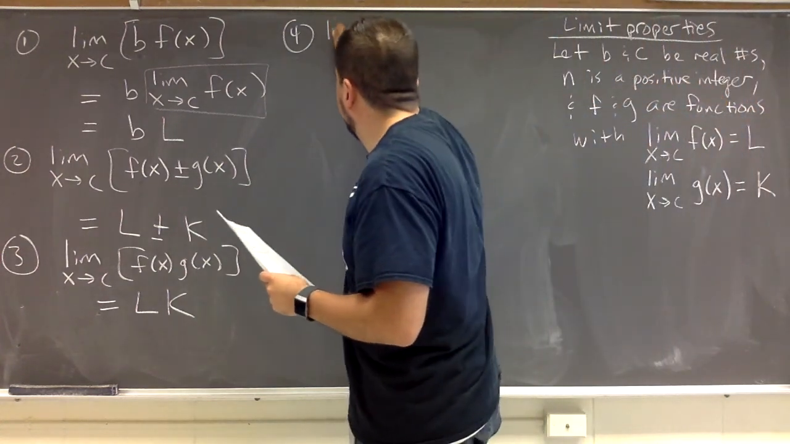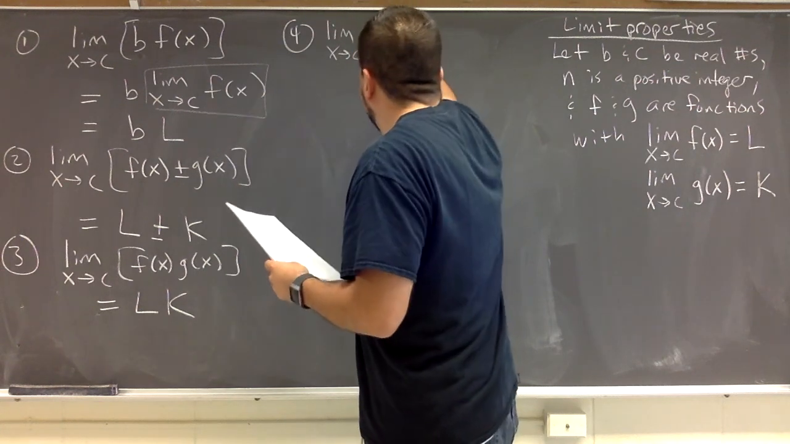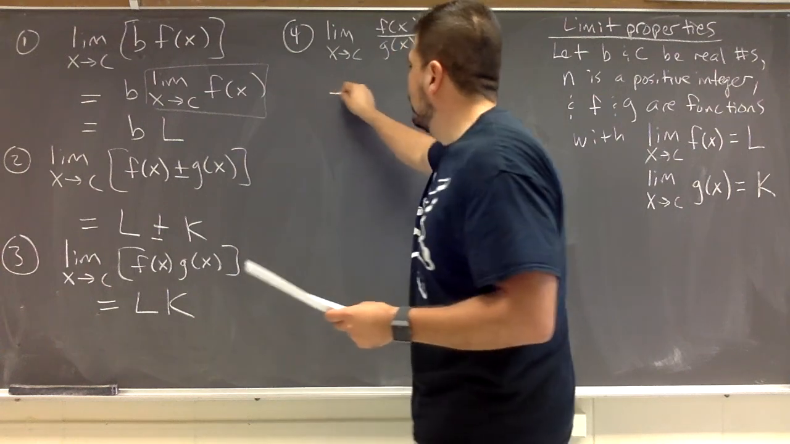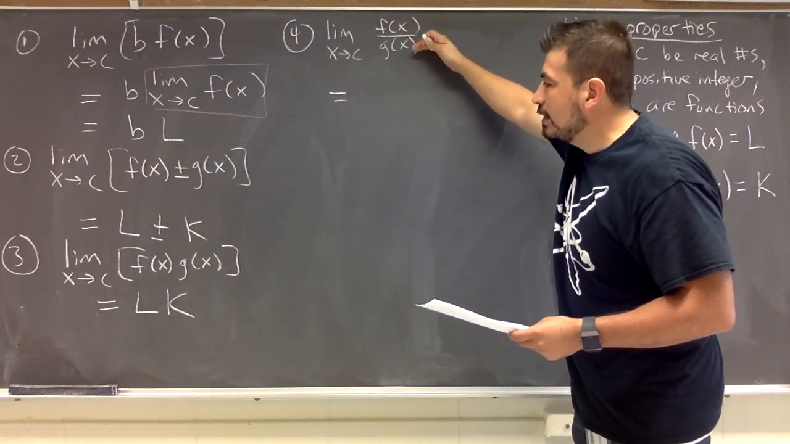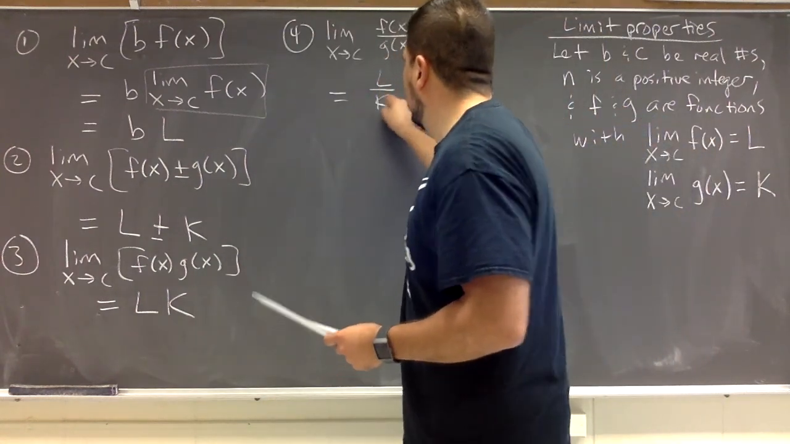Fourth one. The limit as x approaches c, and let's say we're dividing. I think you're probably figuring out where this is headed, right? If we're dividing two functions and we know the limit up there, we know the limit up there, you're just going to divide the two limits, which were L and k.